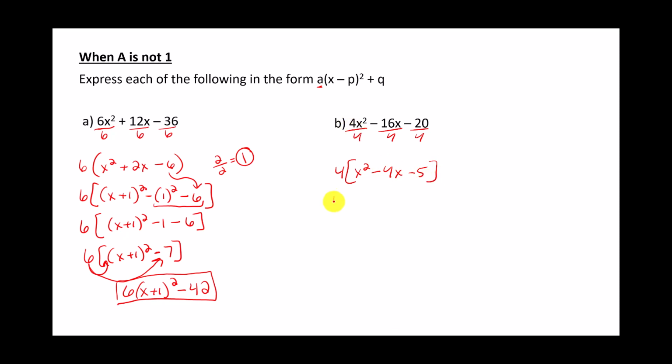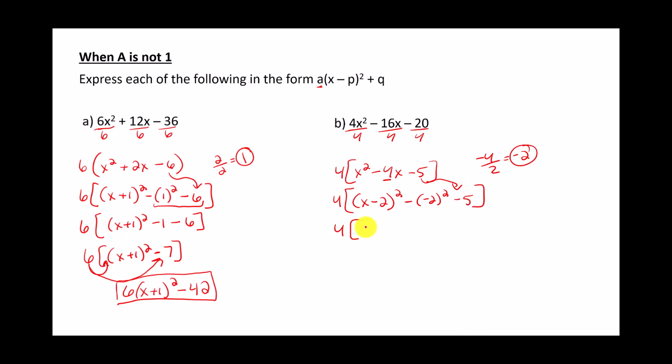And then you're going to use the inside, and you're going to do the same steps that we learned at the beginning. Okay, so I'm going to leave this bracket, and I'm going to take this negative 4, and I'm going to divide by 2 because that's my b, and that's going to give me negative 2. So inside I'm going to write x minus 2 squared, and then I'm immediately going to subtract a negative 2 squared. And then I'm going to bring down my minus 5.